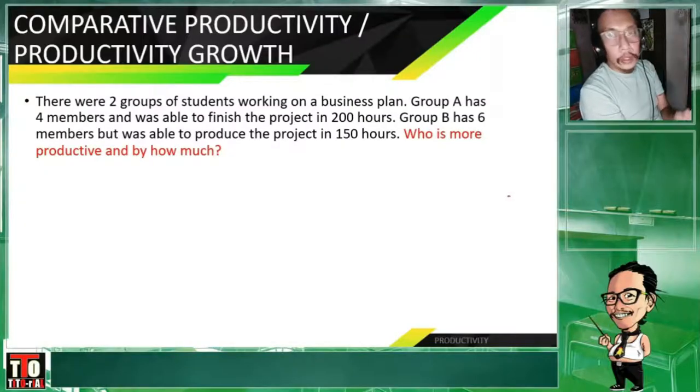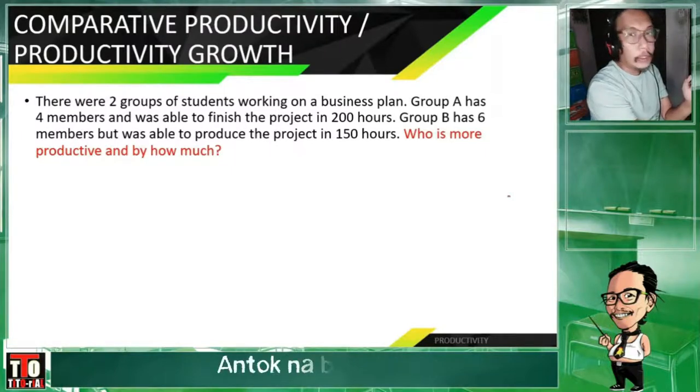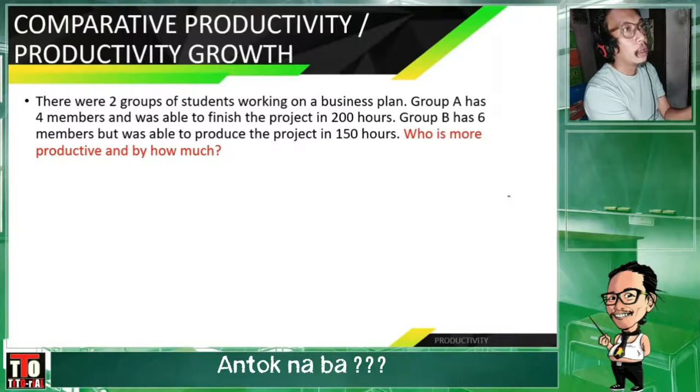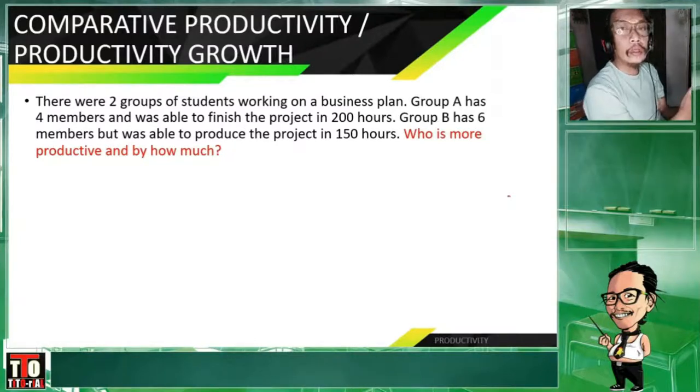Now, we'll learn how to compute for the productivity. Now, this time, we will use comparative productivity or pwede rin natin sabihin na comparative growth. This one is you try to compute and then you try to analyze the situation. Okay? As future managers, doon tayo papasok. Doon kayo papasok on the analysis part.